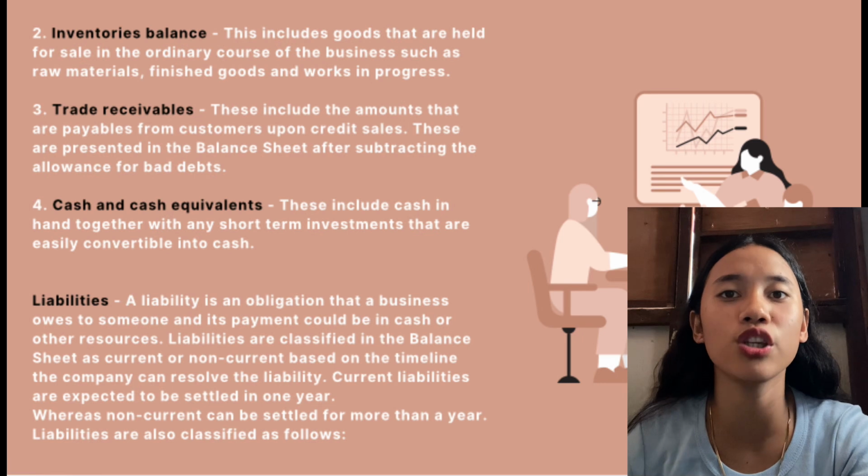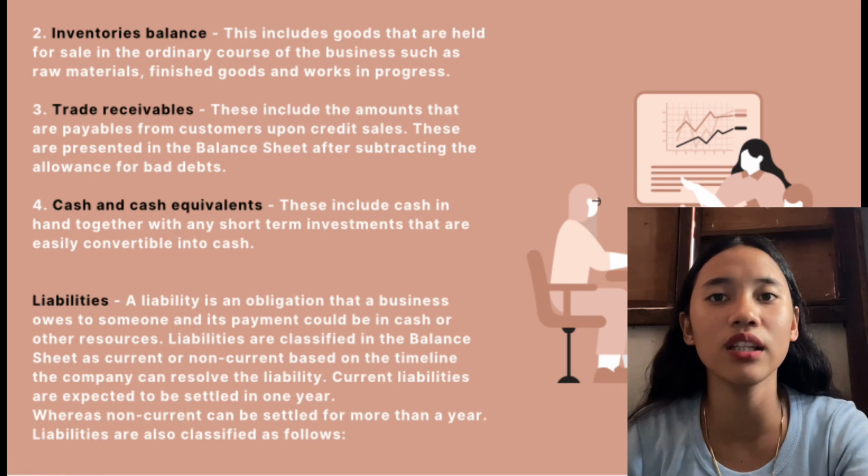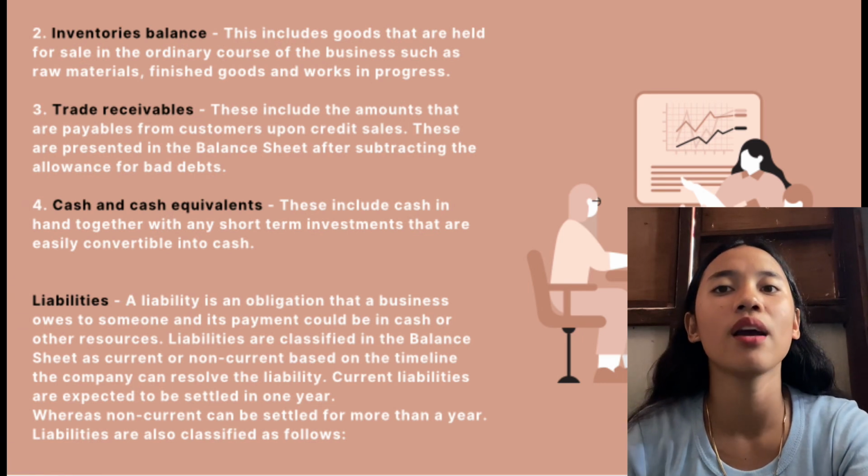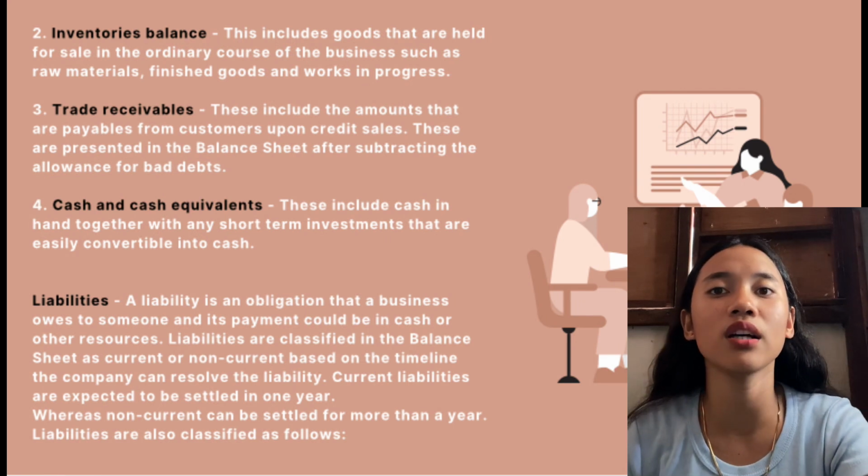Number two is inventories. These are the goods your business holds for sale in its normal operations, like raw materials, finished products in a store, or work in progress.